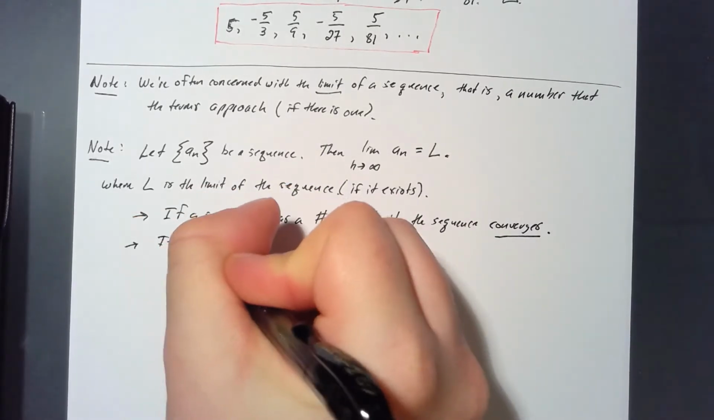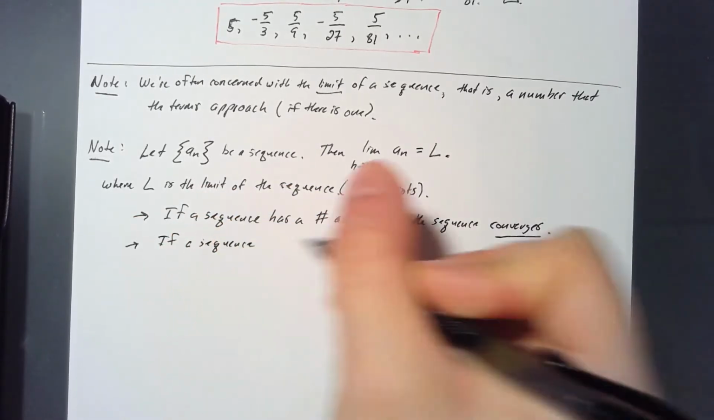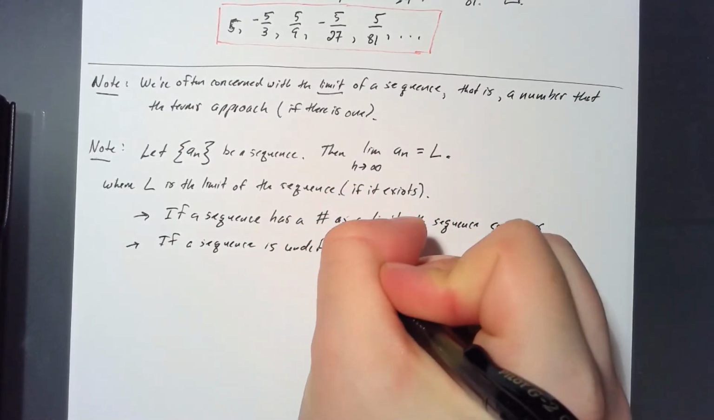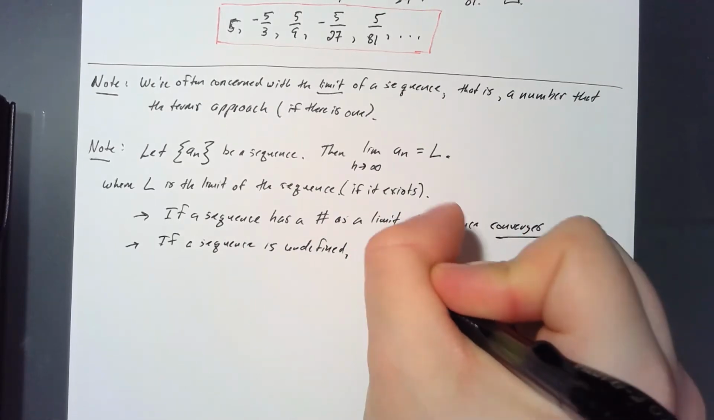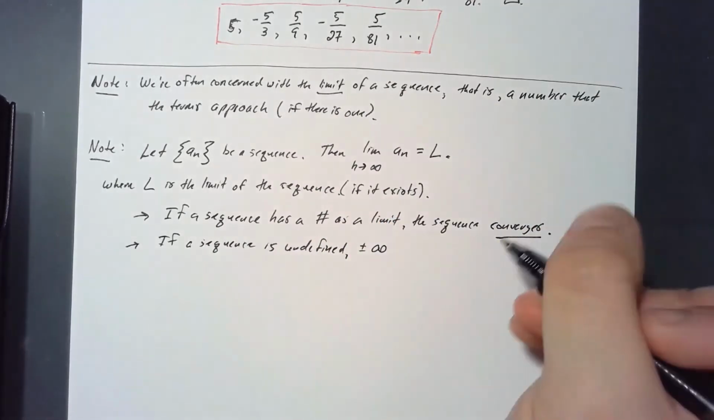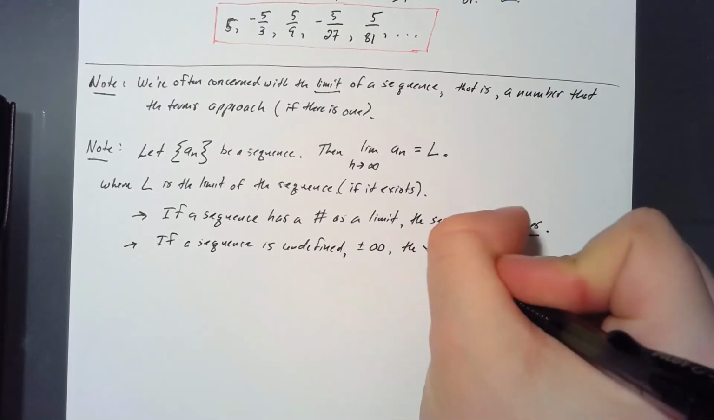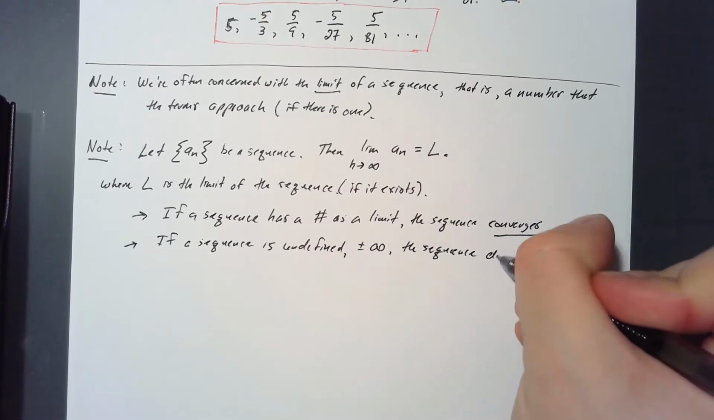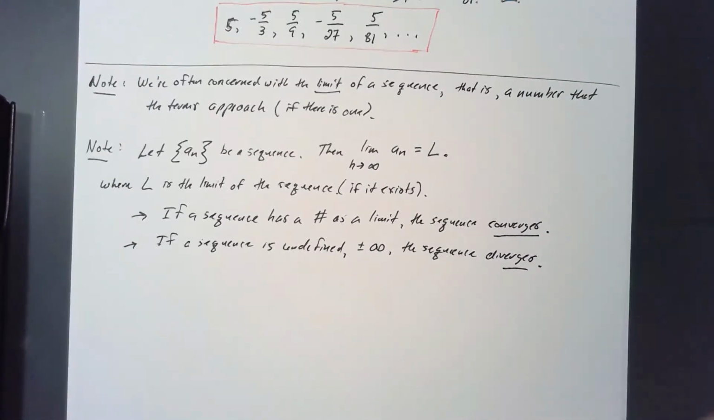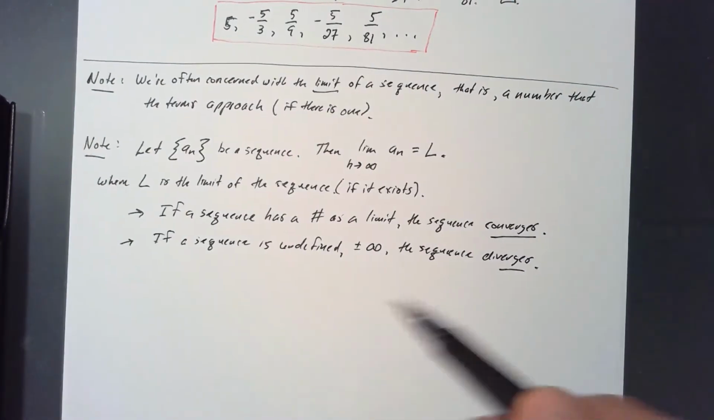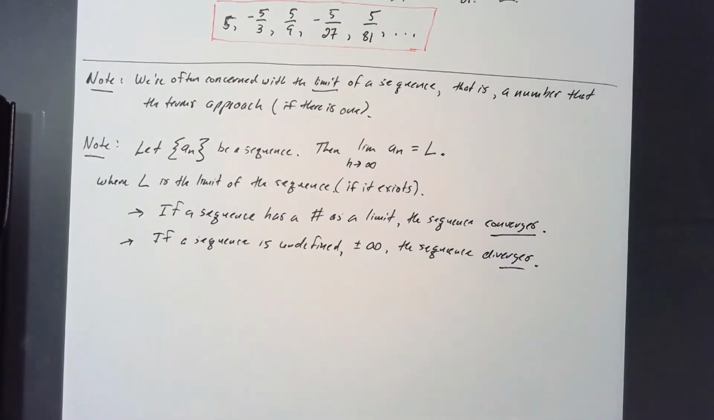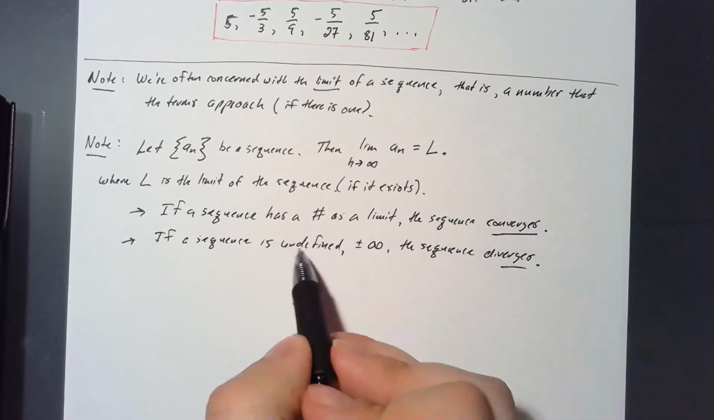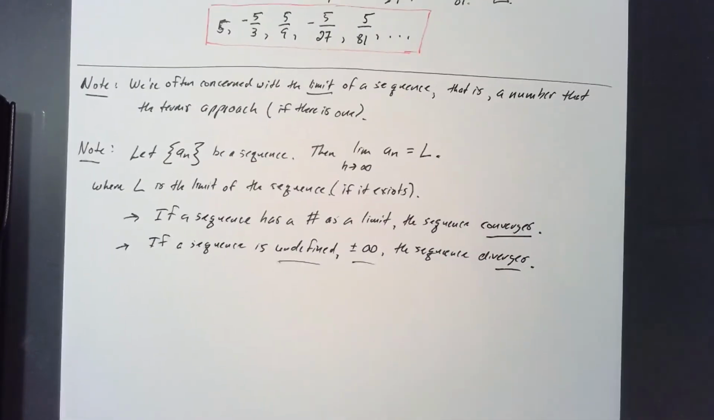If a sequence is undefined, plus or minus infinity, the sequence diverges. So, this is what we're usually interested in. We want to see what the limit goes to. If it goes to a number, it converges. If it doesn't, if it's undefined or plus or minus infinity, it diverges.